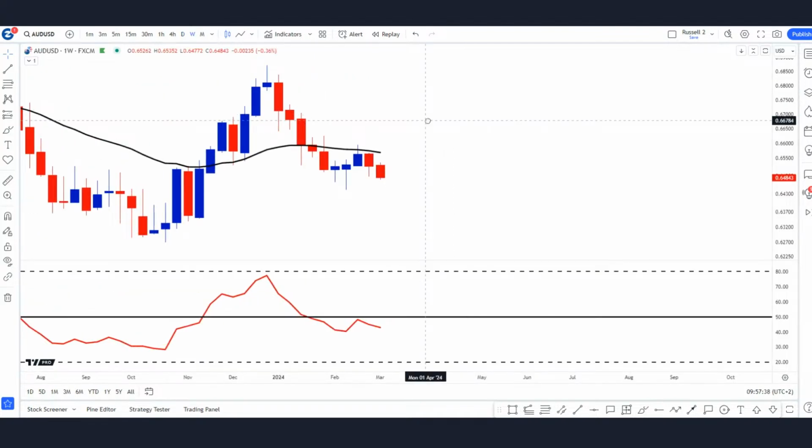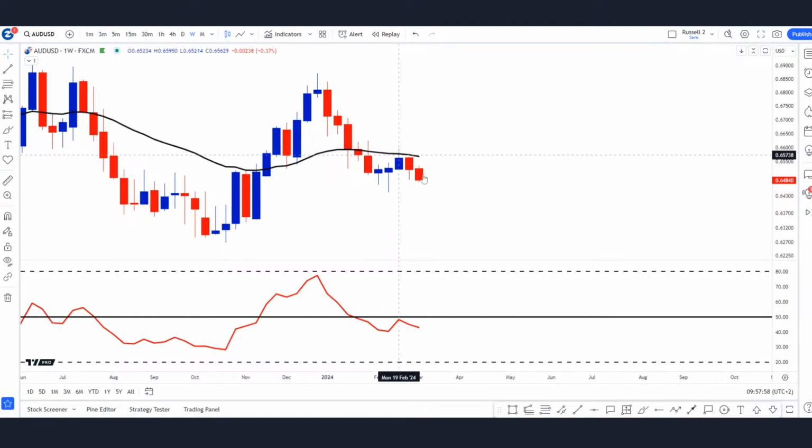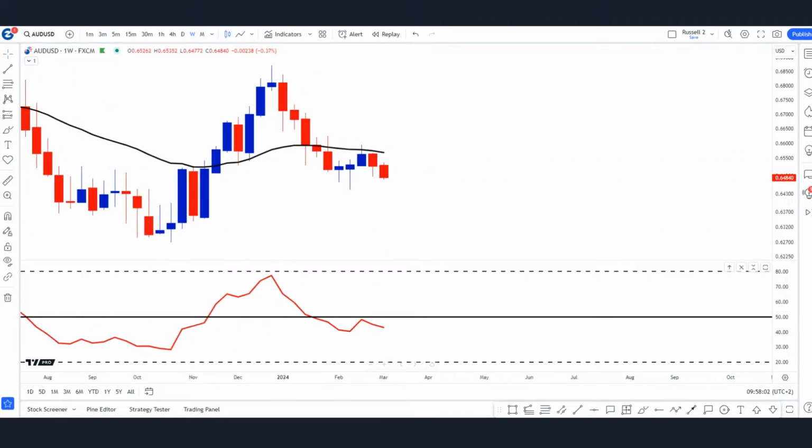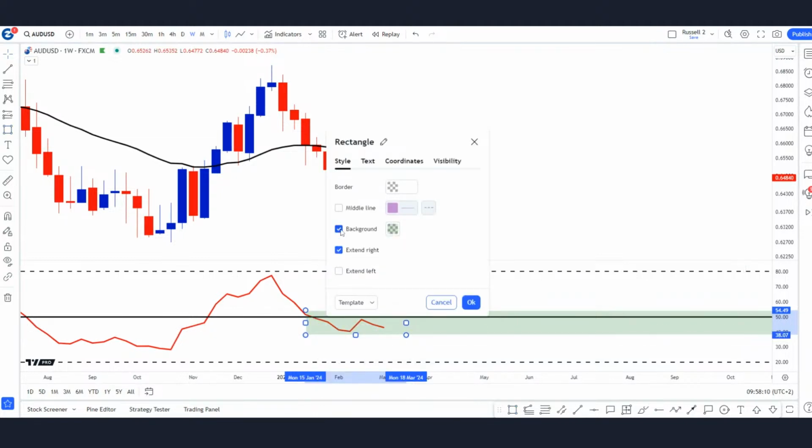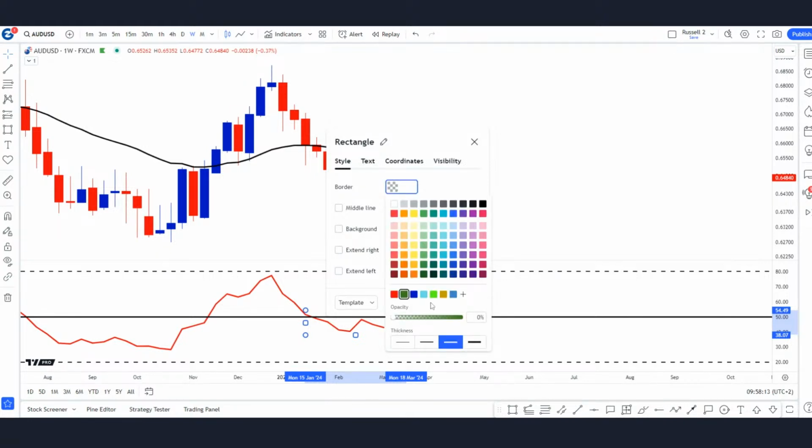What we have here is the Aussie under the 30-week exponential moving average, and the 30-week exponential moving average is also pointing down. So it looks to me as if there's some bearishness when we regard the Aussie US dollar. This is the weekly chart, and here is the RSI. Let's just fix this up. I don't like the extended right. Let's just put this here.